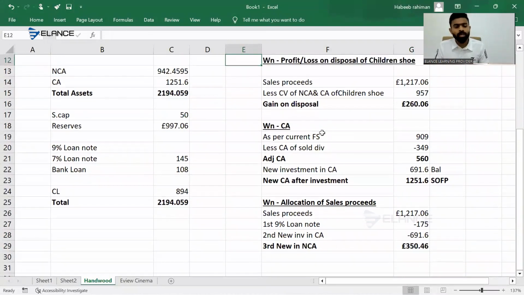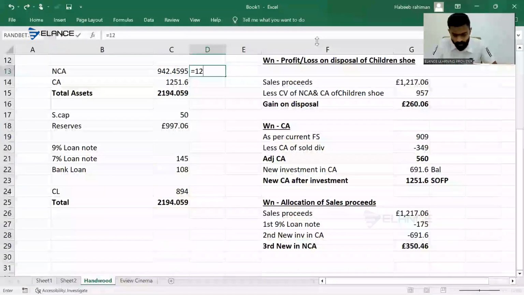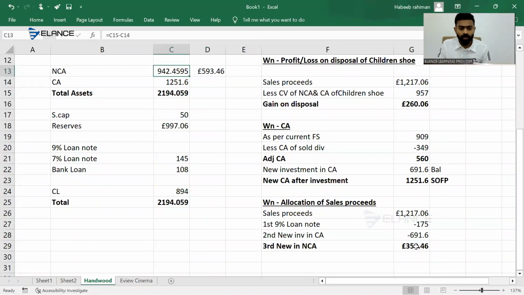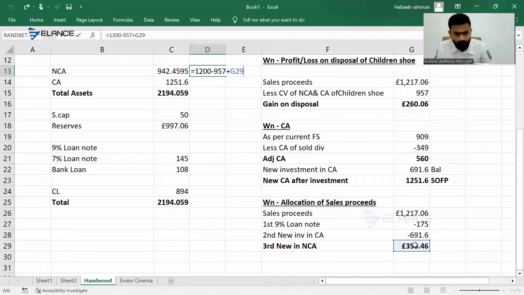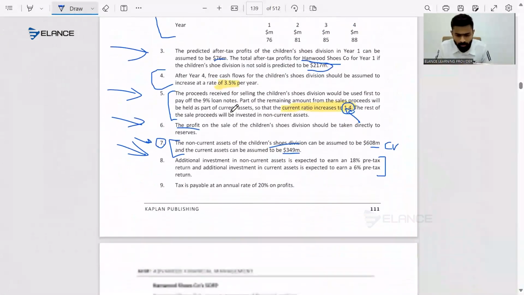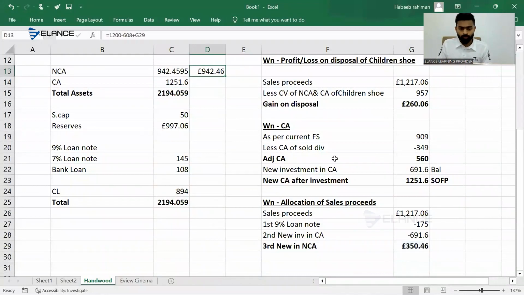Using these figures also, we could calculate the non-current asset figure. This is equal to what was the figure in balance sheet currently? It was 1,200. Less we sold non-current asset worth 957. That's reduced. Plus we invested 350. Did I miss anything? Sir, not 957. Current asset, not current asset. Okay, it is the both combined figure, right? What was the non-current asset figure? It was 608. So less 608. So 942. You'll get the same answer. There might be some rounding off. That's okay. Hope you guys are comfortable with this.